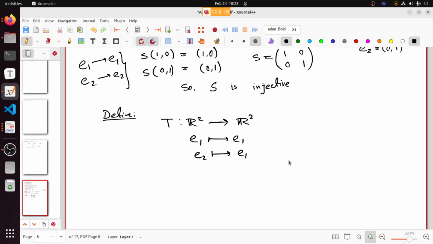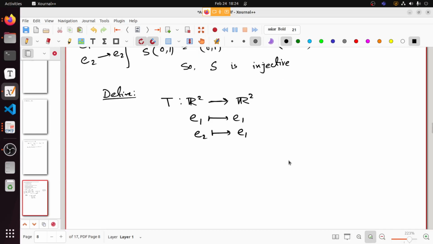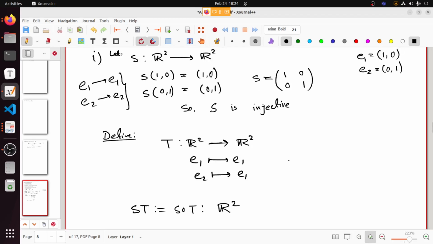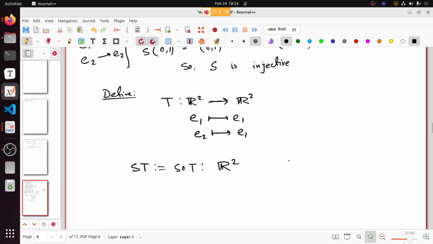Then what will be ST? ST means it is the composition, right? So ST is S composed with T. First T will send R2 to R2, then S will map from R2 to R2. So S composed with T is a map from R2 to R2.